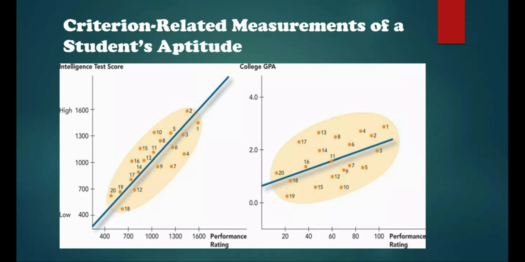While on the right side, the points are scattered more widely. The correlation between college GPA and sales rep performance is much lower. It means, based on the graph given, the intelligence test correlation with performance rating is more valid than the GPA of the candidates when they were college students.